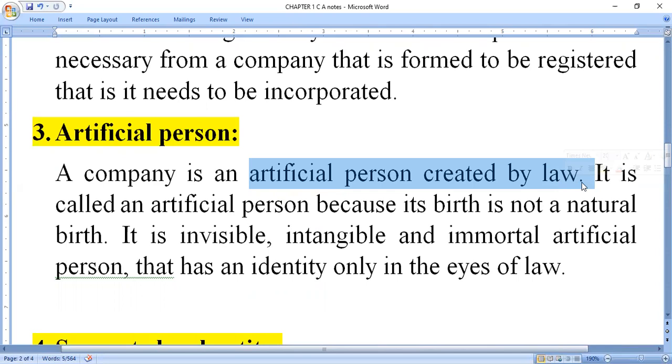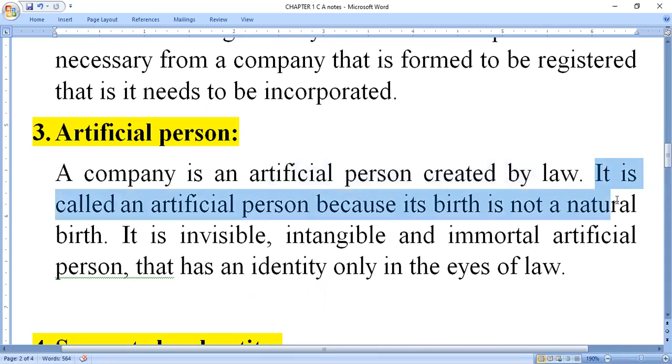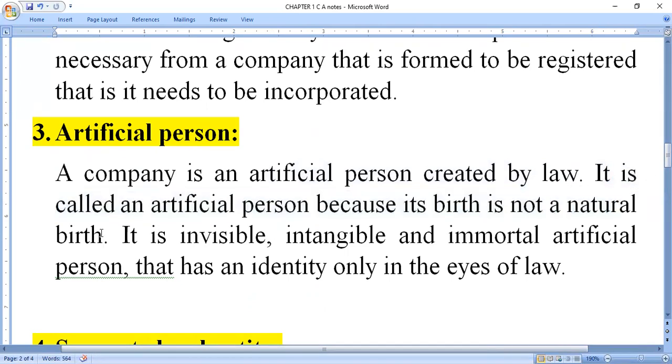So the third characteristic feature tells us the artificial person. A joint stock company acts as an artificial person. It is created under the law, so it is called an artificial person. Artificial person means it does not have a natural birth like humans. It has an artificial birth and it is established by the members of the organization, either public company members or private company members, establishing the joint stock company.